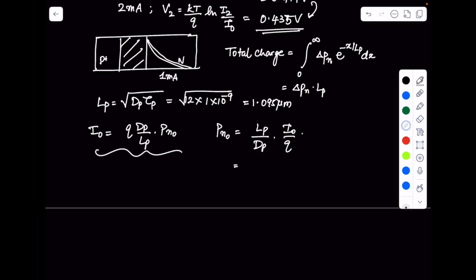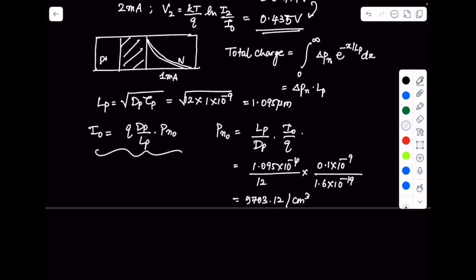And that works out to 1.095 into 10 power minus 4 divided by 12, into I naught, which is 0.1 into 10 power minus 9, divided by Q, which is 1.6 into 10 power minus 19, which works out to 5703.12 per centimeter cube, right? So that is the minority carrier density in the N region at equilibrium, right?